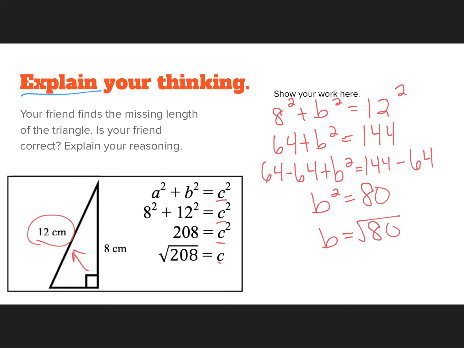So that is actually the correct one. They mistook which side they were finding and tried to find the wrong side. So when you do that, you notice there's a big difference between the square root of 80 and the square root of 208. So make sure you're very careful about that.